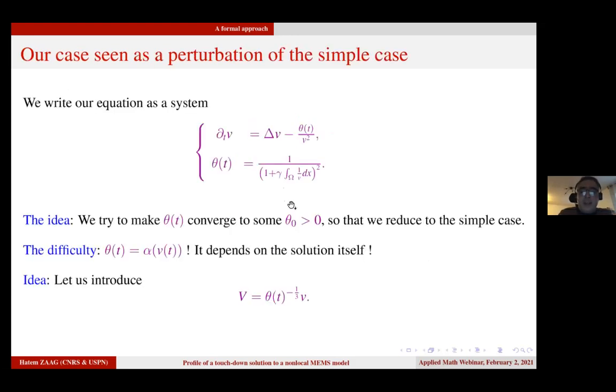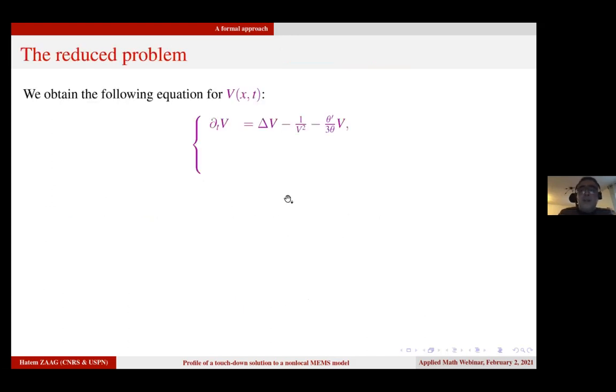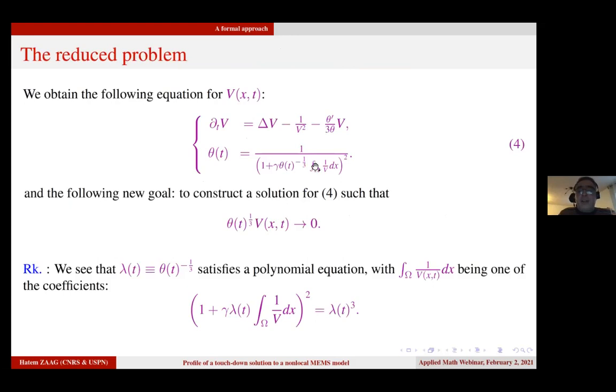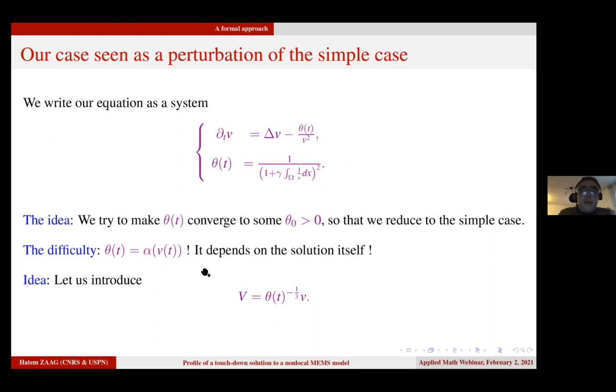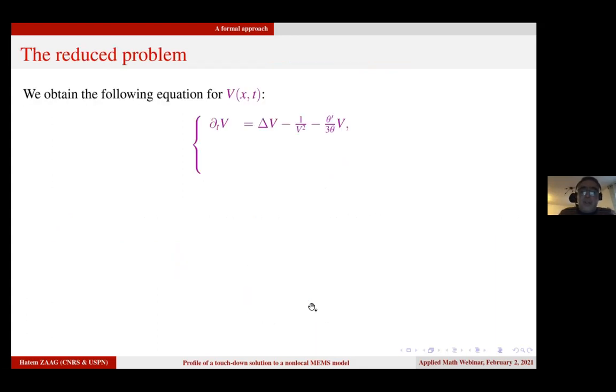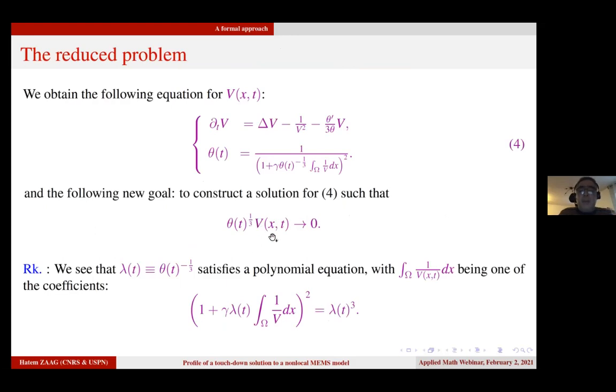Let me go back a little bit. Here you see theta is given in terms of 1 over small v. But if I replace small v by capital V and theta, then the second equation transforms into a kind of algebraic equation for theta of t, if capital V is given. And our goal was to have small v go to 0. Now, small v is theta to the power 1/3 times capital V, which goes to 0. This is still my goal only at the origin, when x is equal to 0.